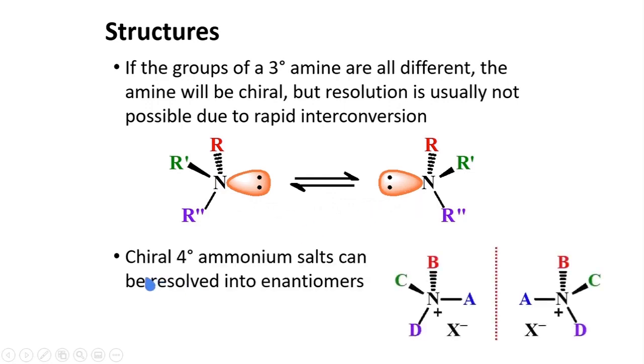On the other hand, chiral quaternary ammonium salts can be resolved into enantiomers. Here, the interconversion is no longer possible, and so you can have mirror images of 2 quaternary ammonium salts. Special techniques can separate these 2 types of compounds.